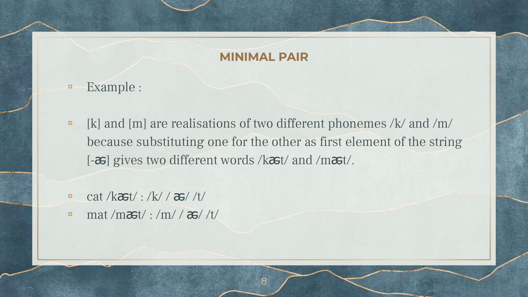Okay, I'll give you an example. K and M are realizations of two different phonemes, because substituting one for the other at the first element of the string gives two different words, cat and mat. Example words are cat and mat: K A T and M A T.